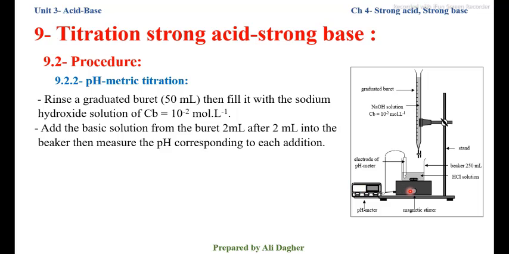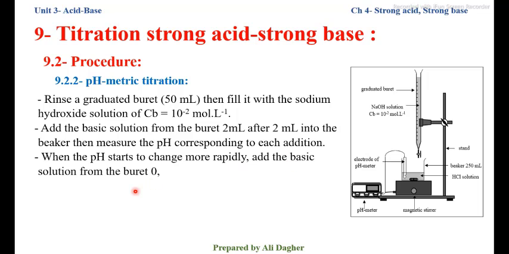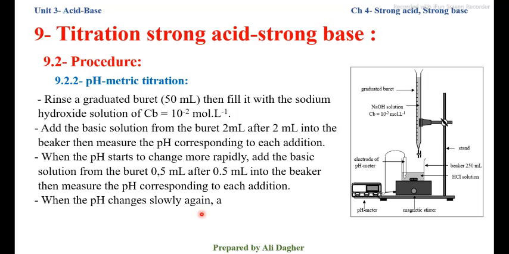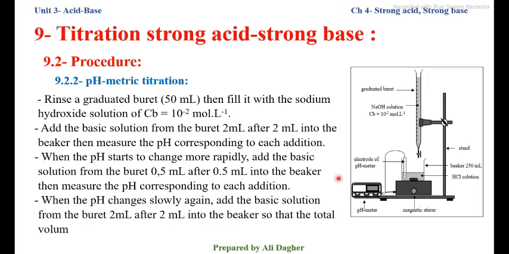corresponding to each addition. When the pH starts to change more rapidly, we add the basic solution from the burette 1 ml after 1 ml or 0.5 after 0.5 into the beaker. Then we measure the pH corresponding to each addition. When the pH changes slowly again, we add the basic solution 2 ml after 2 ml till the end. The total volume of base added is 30 ml or 25 ml, according to the case.